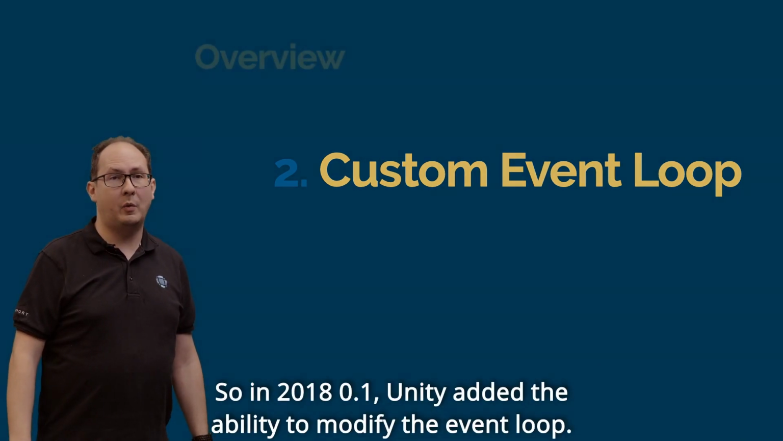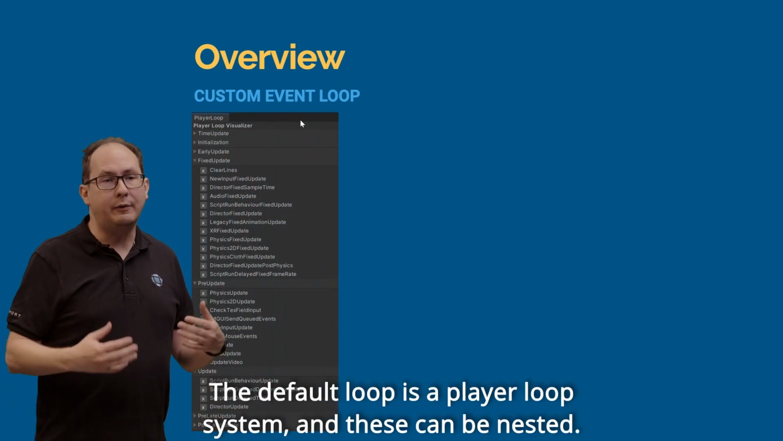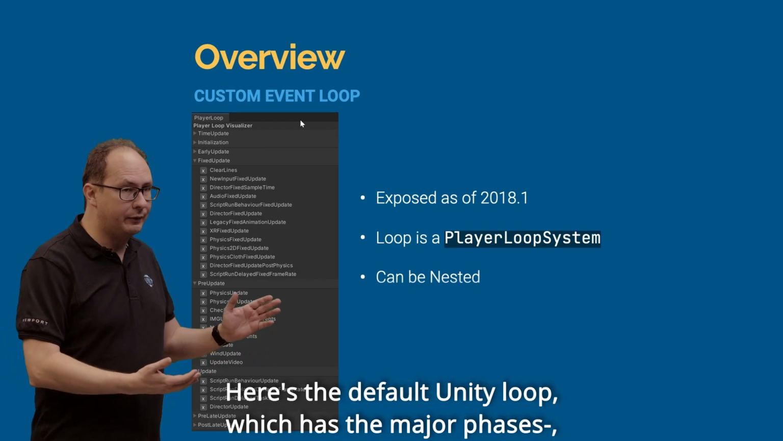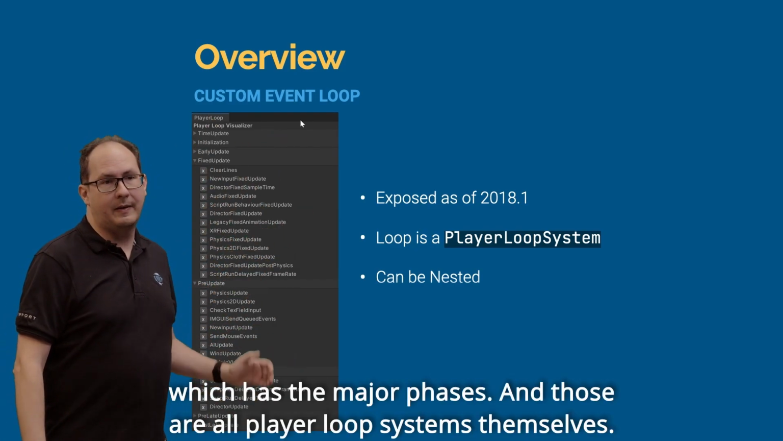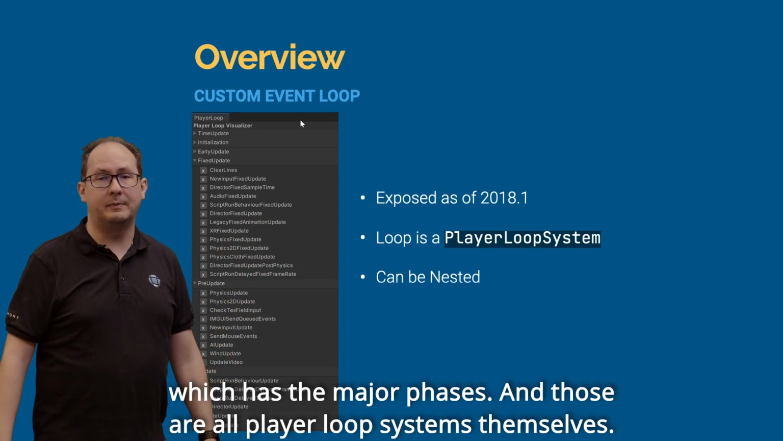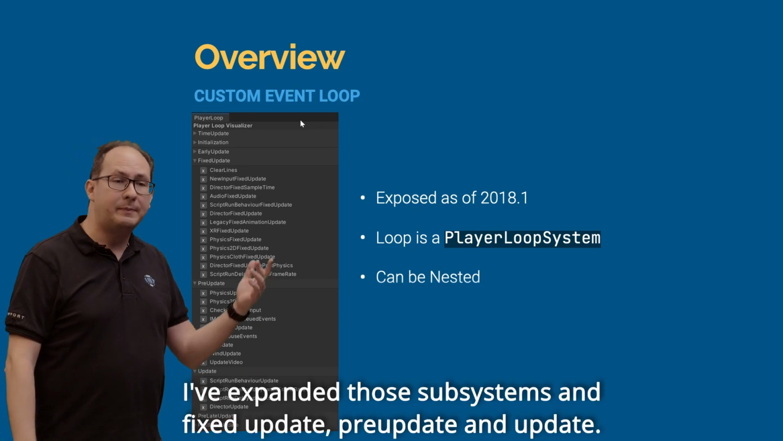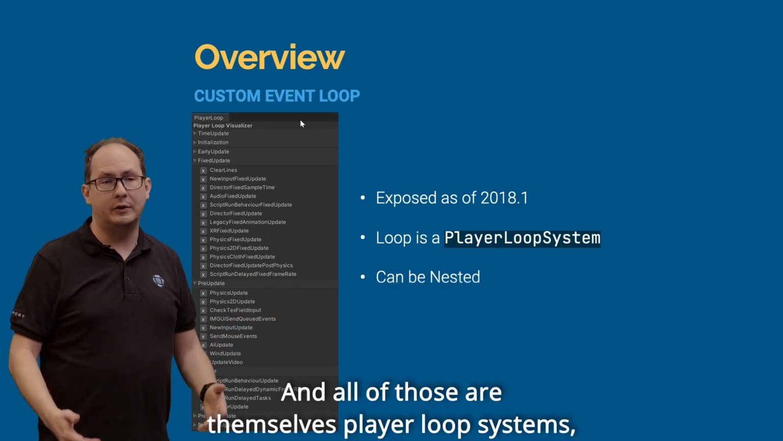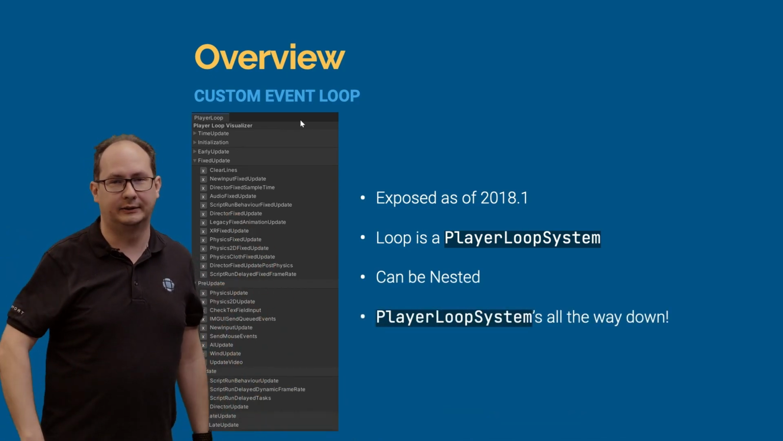So in 2018.1, Unity added the ability to modify the event loop. The default loop is a PlayerLoop system, and these can be nested. Here's the default Unity loop, which has the major phases. And those are all PlayerLoop systems themselves, and they have subsystems, which are all of these. I've expanded those subsystems in fixed update, pre-update, and update, and all of those are themselves PlayerLoop systems. It's PlayerLoop systems all the way down.